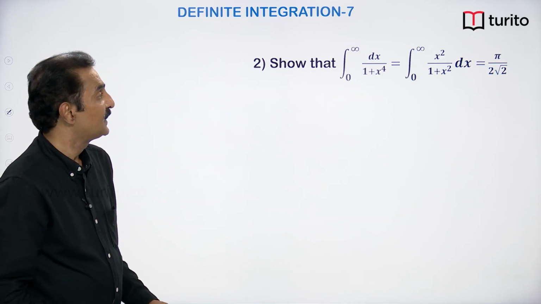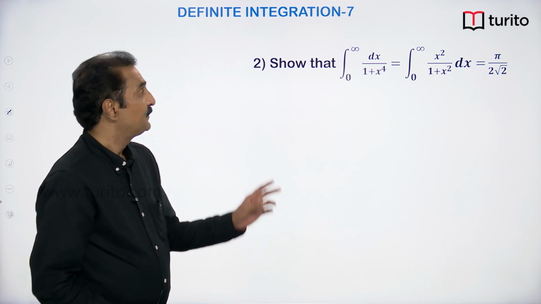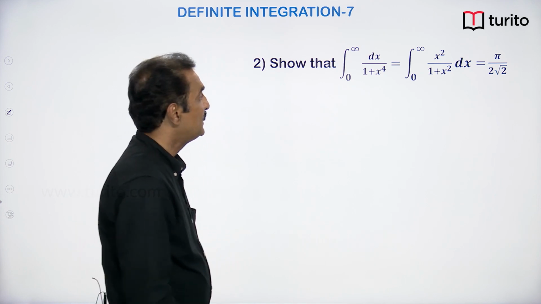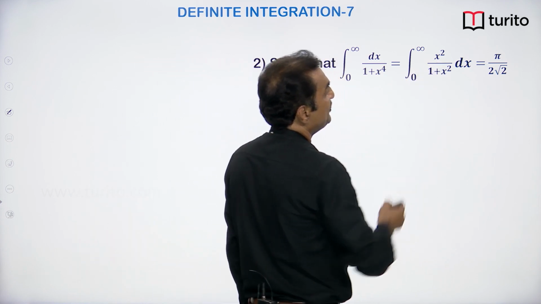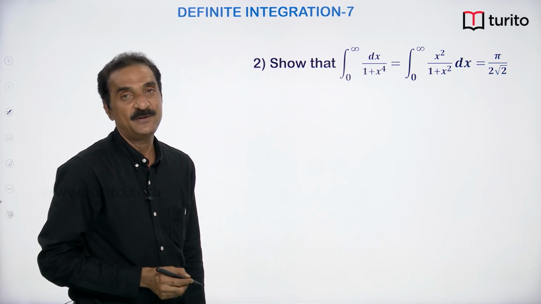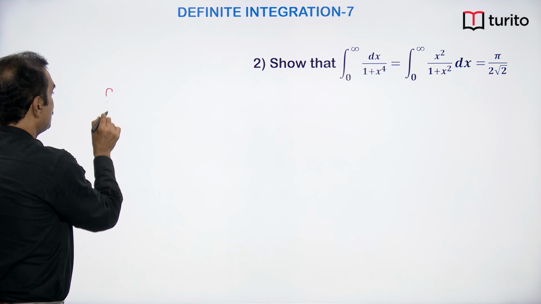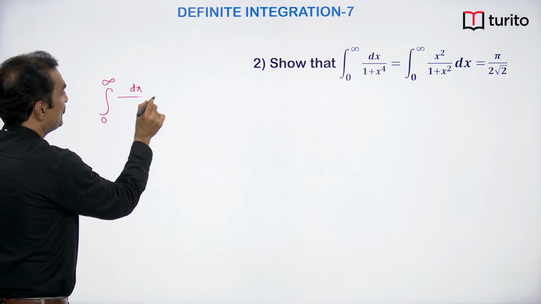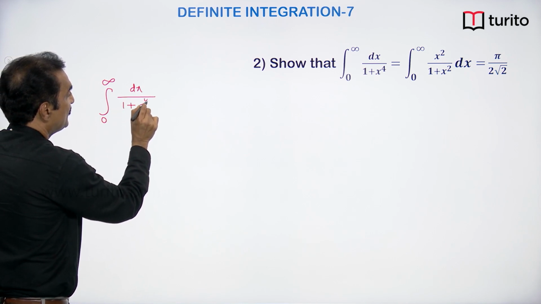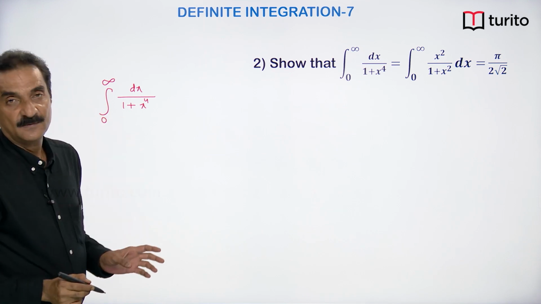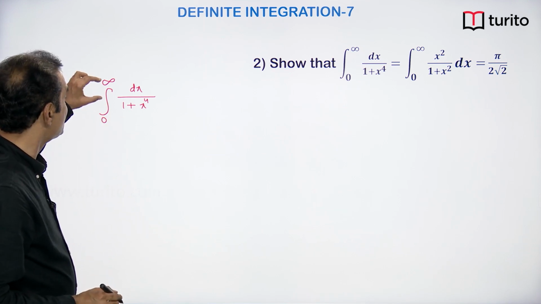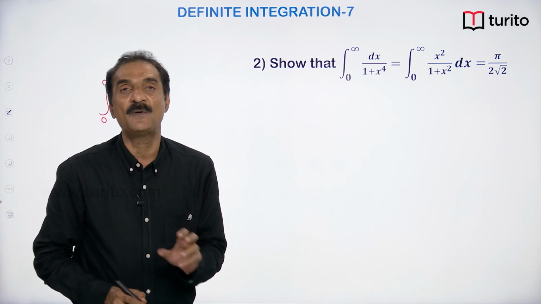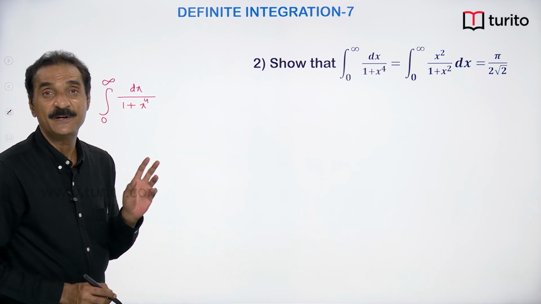Next, second question: show that integral 0 to infinity dx by (1 plus x power 4) is equal to integral 0 to infinity x square by (1 plus x power 4) dx is equal to pi by 2 root 2. Let us take this. Remember, whenever one of the limits is infinity, we can try the substitution x is equal to 1 by t.